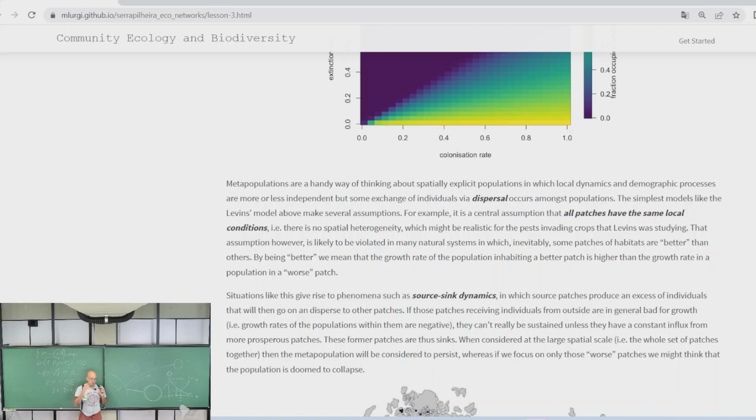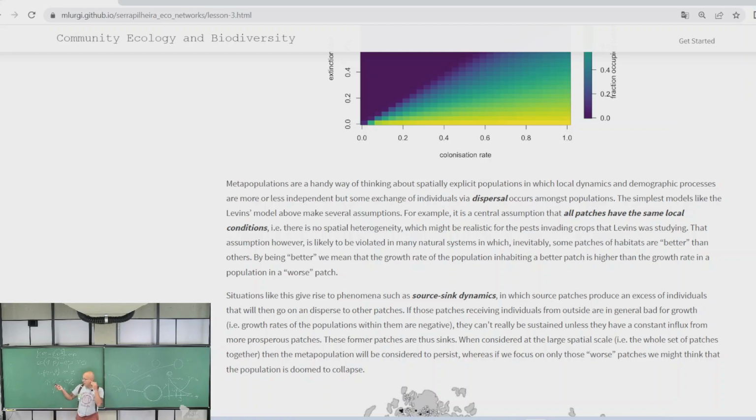But if you were to look at only a bad patch at a local scale, you would think that population would collapse, right? So this is why people started looking into metapopulations, because sometimes they realized that they didn't really understand why a species that had a negative growth rate would still be able to survive in some area. And the reason is source sink dynamics across the metapopulation.